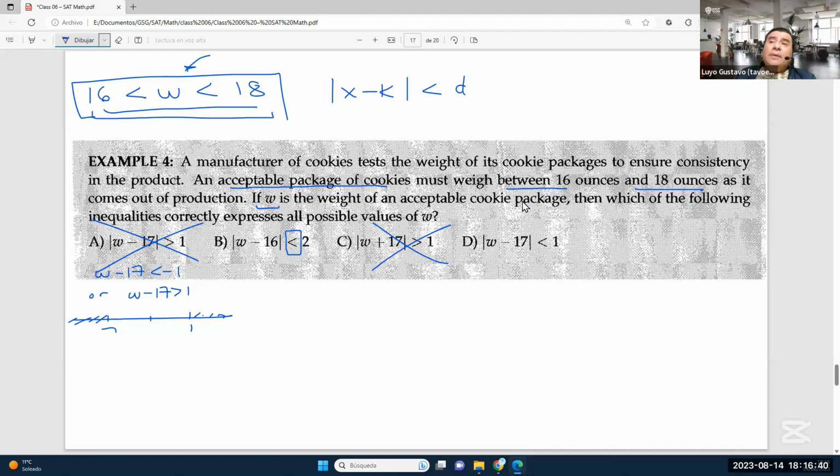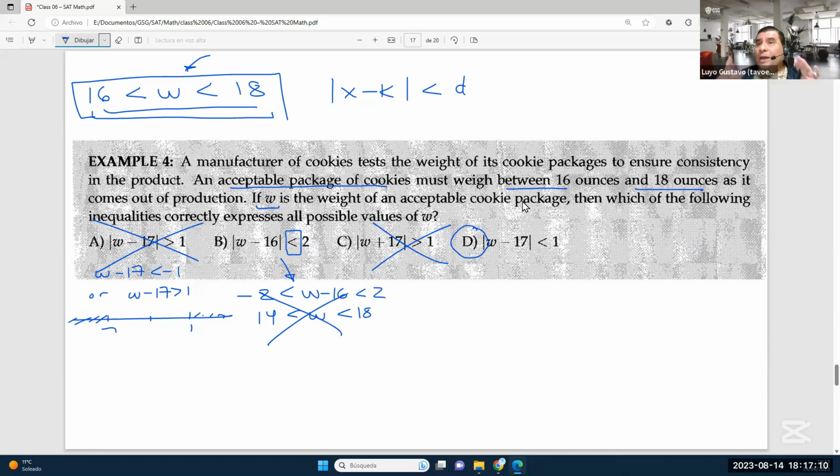Okay, W minus 16 in absolute value is less than 2. It means that W minus 16 must be between negative 2 and 2. So add 16 to each of the parts, and you get 16 minus 2, 14, W, and 18. Does this match? No, it doesn't. So obviously it must be this one. We have no more choices to try. Okay, so that's one way.